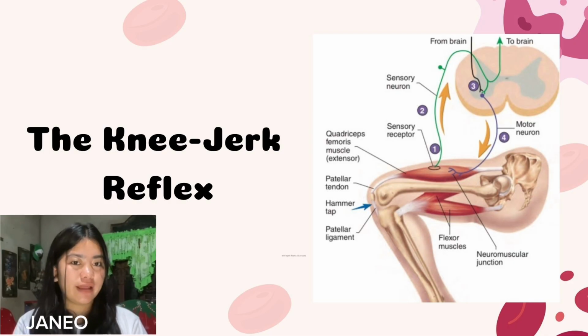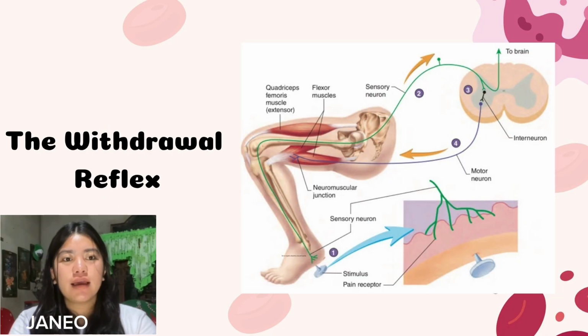The withdrawal reflex is a protective reflex. If you touch something painful, pain receptors are stimulated. The sensory neuron synapses with interneurons in the spinal cord, which in turn activate motor neurons to cause the quick flexion of the limb away from the source of pain. This is a polysynaptic reflex.